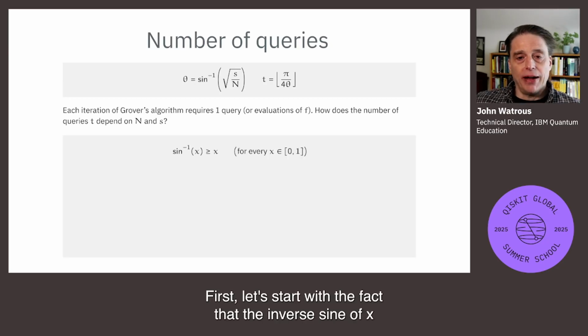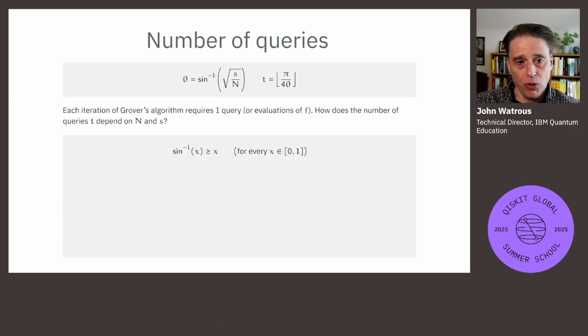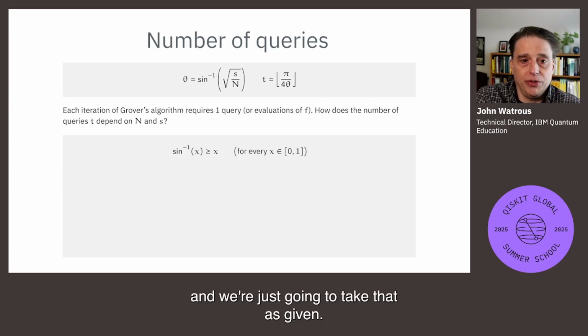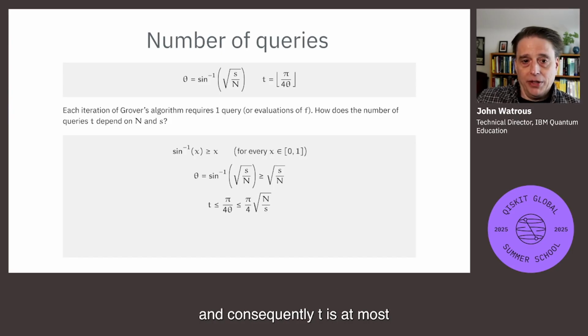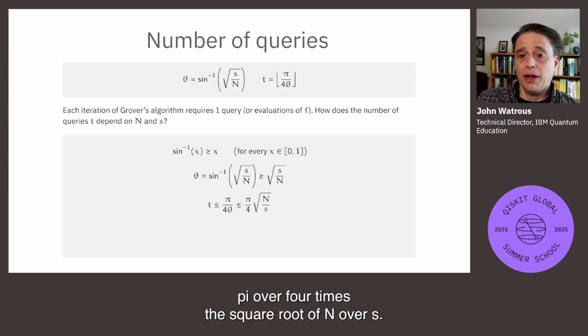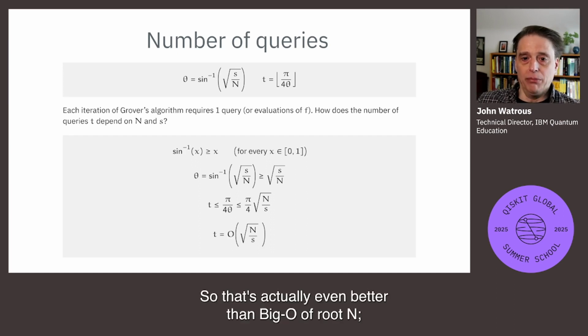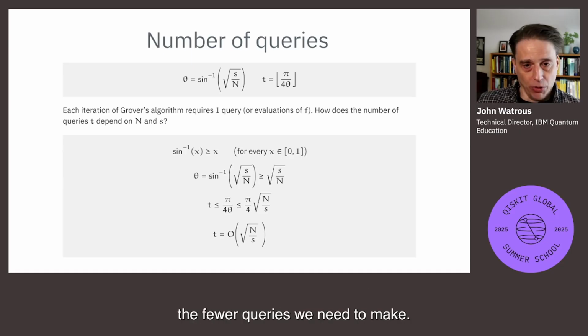First, let's start with the fact that the inverse sine of x is always at least x, provided that x is between 0 and 1, and that's pretty easy to show if you happen to know the Taylor series for the inverse sine function, but there are other ways to reason this, and we're just going to take that as given. That means that theta is at least the square root of s over n, and consequently t is at most pi over 4 times the square root of n over s. So that's actually even better than big O of root n. The larger s is in comparison to n, the fewer queries we need to make.